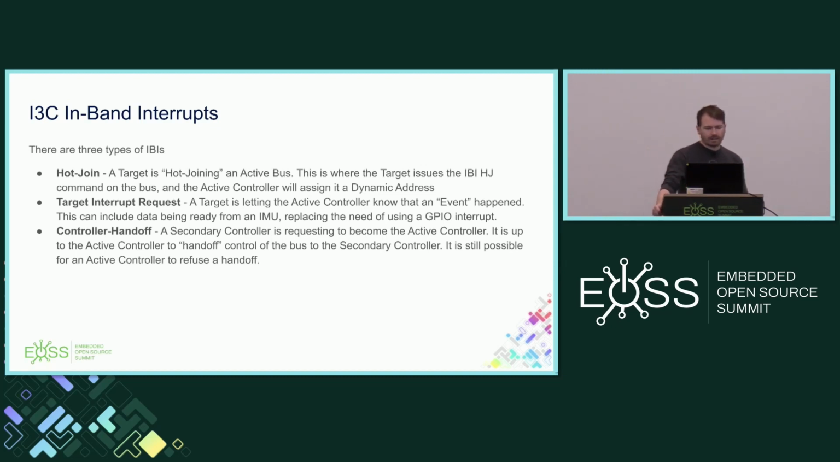There's even hot joining as well, where it broadcasts the address 2, which is a reserved address. Basically that says, hey, a device either powered on or is plugged in, I need an address. It's up to the active controller to then assign it a dynamic address. Controller handoffs also happen in the in-band interrupts, where a secondary controller is requesting to become the active controller. It's still possible for an active controller to refuse this handoff as well. So there has to be some sort of state for making sure that you want to retry later or figure out what you should do in that case.